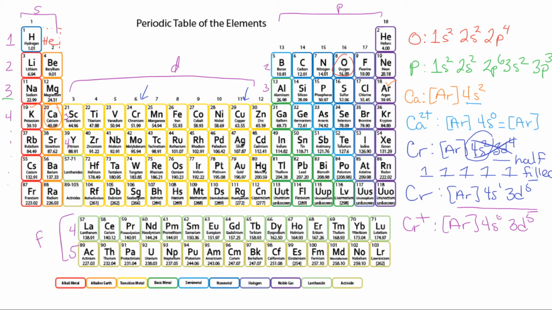But as you saw earlier, let me rewrite that, a little weird. As you saw earlier, we don't actually write the 4s0, so really chromium plus is just saying argon 3d5. Okay, great. So this is some practice on electron configurations. Hopefully you found it useful, and keep practicing these because this really will never go away.